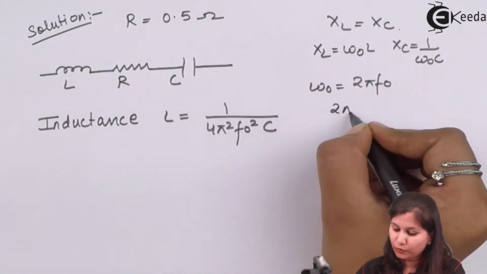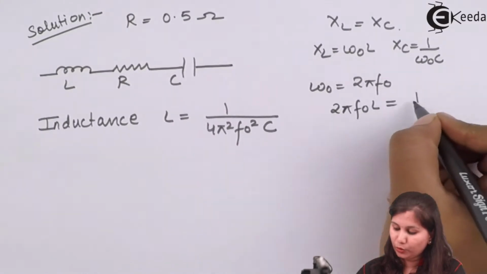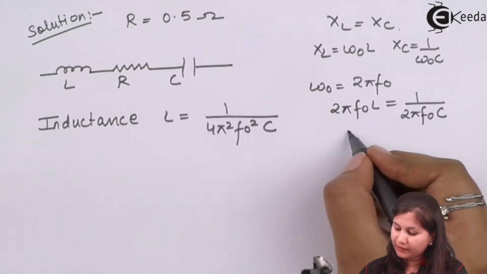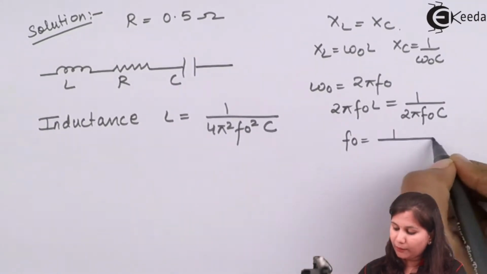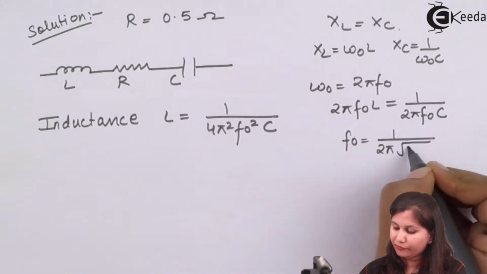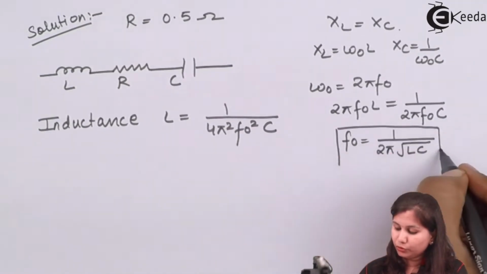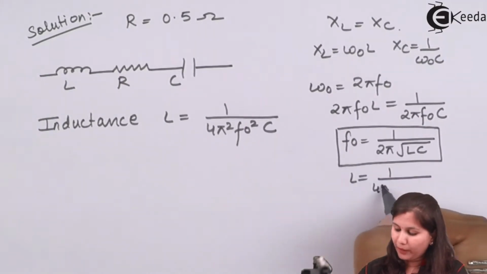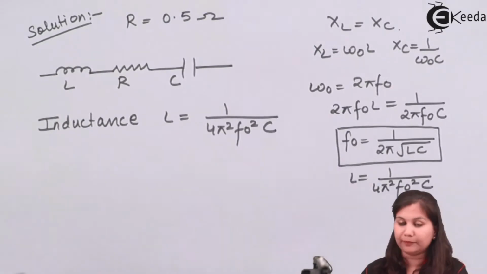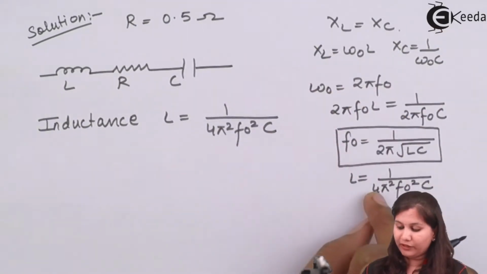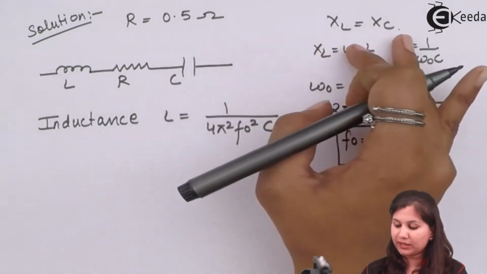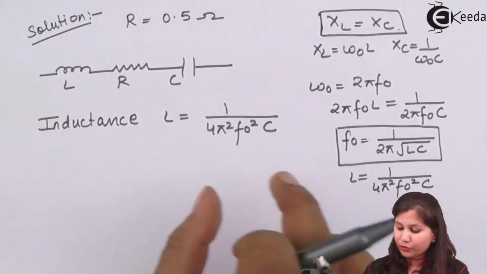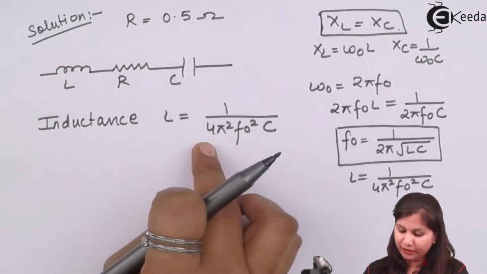So we will get 2 pi F naught L is equal to 1 upon 2 pi F naught C. Through this we get the value of F naught as 1 upon 2 pi under root of LC, and also through this equation we can get the value of L as 1 upon 4 pi square F naught square C. So we are getting the value of inductance through the resonant frequency equation XL equals XC. Now we are going to use this equation to find the value of the inductance.